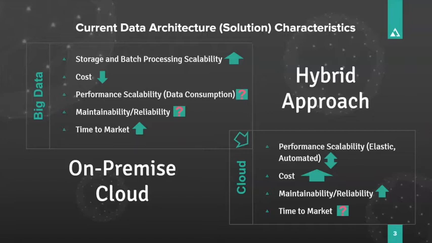From what I have listed on the screen here, storage and batch processing scalability was definitely a key area which big data technologies addressed. The cost went down. Now, cost is a very relative subject. There has to be a comparison point. What are you comparing to? But generally speaking, I think there is consensus that the cost went down.